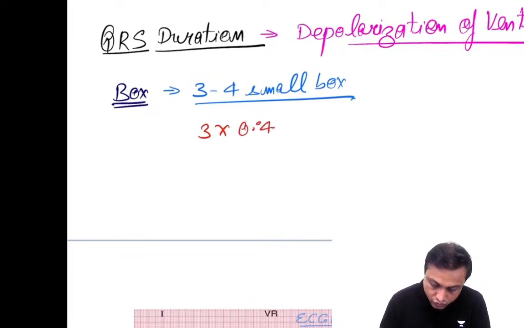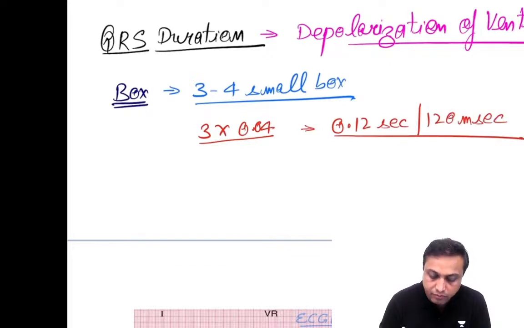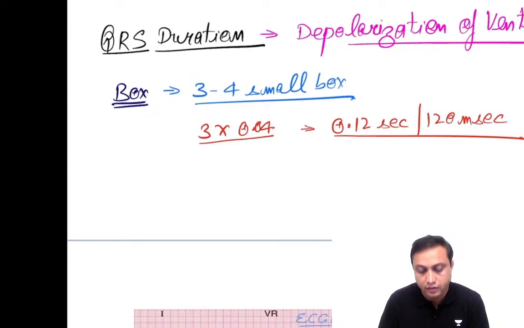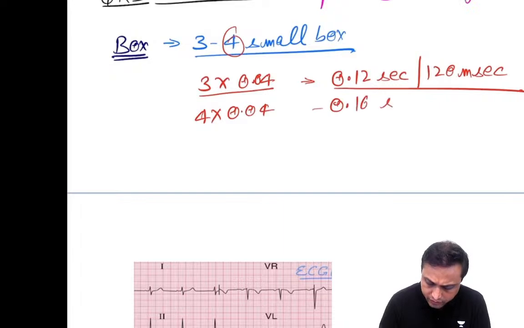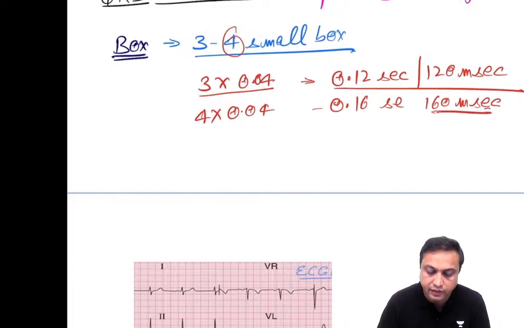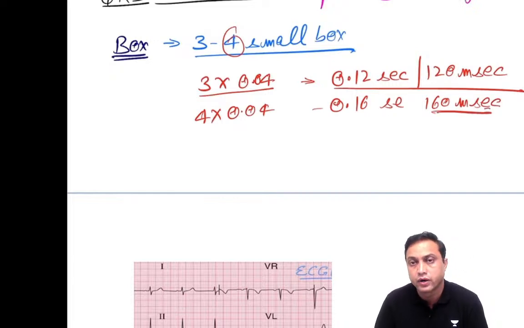0.04. So it is going to come 0.12 second, or let's say 120 millisecond. Right, you have to calculate the number of boxes. If it is 4, then obviously 4 into 0.04 will be 0.16 second or 160 millisecond will be the time. Average time is 120 to 160 milliseconds, right?